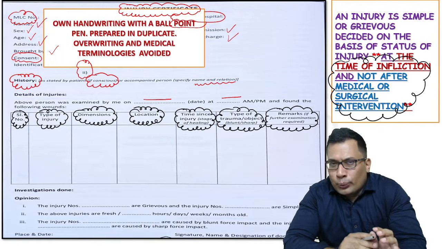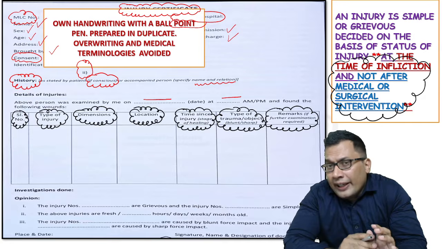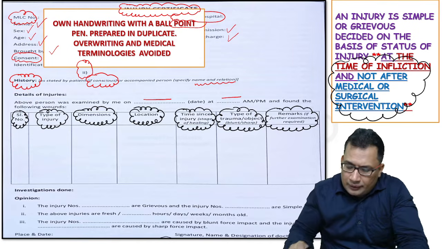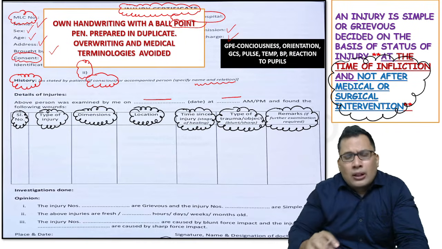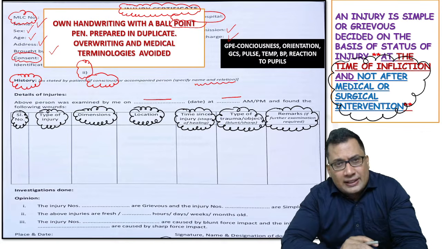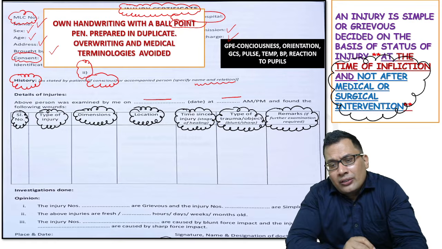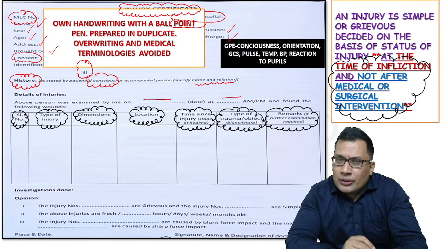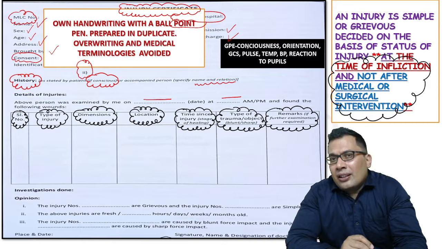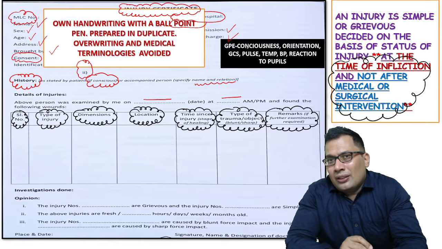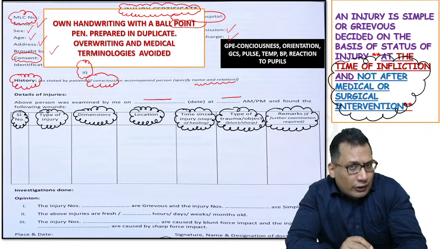Overwriting should be avoided. Medical terminologies should be avoided. One more component here, general physical examination, that is consciousness, orientation, pulse, temperature, BP, reaction of pupils. The consent taken from an unconscious person or a disoriented person is not valid.